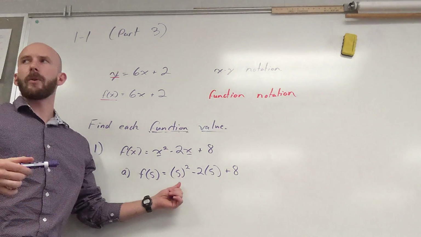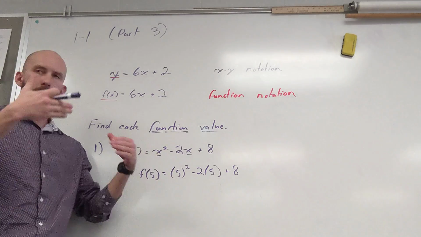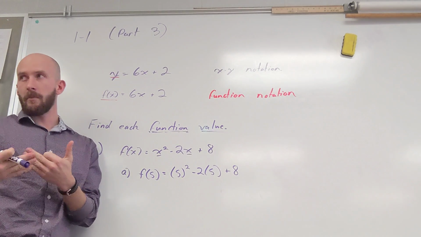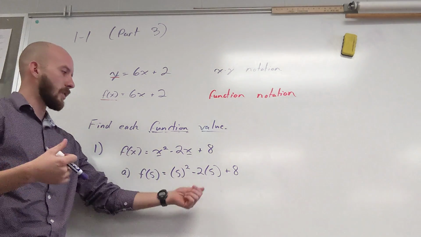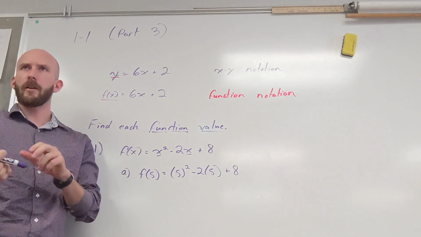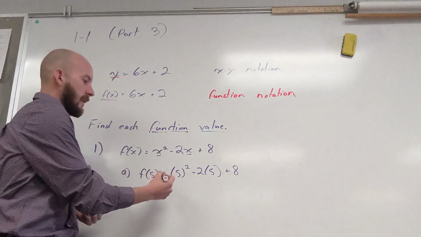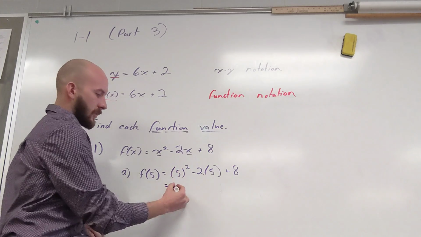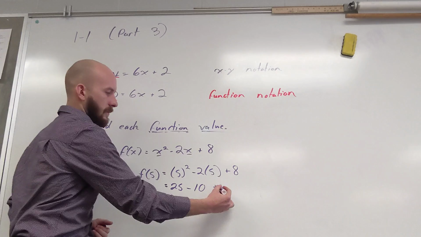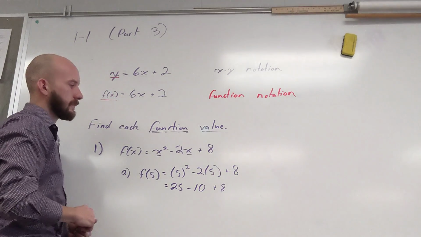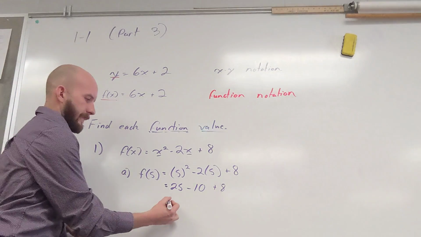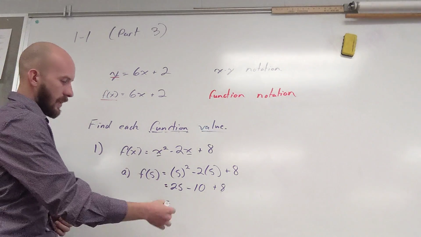You don't really need to, but I almost always put parentheses around my input, because when you have a negative number it becomes important a lot of times, and it makes it easy to see right away where my input is. It just helps separate it. Then we just work it out. 5 squared is 25 minus 10 plus 8. So we have 15 plus 8, which is 23.